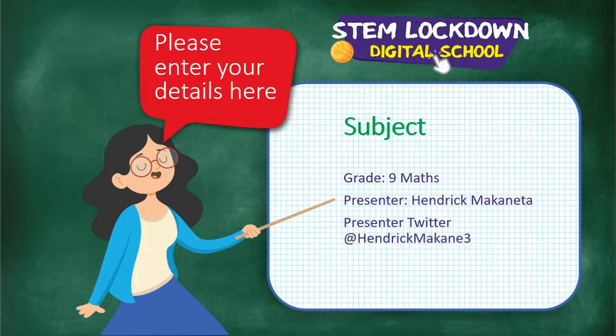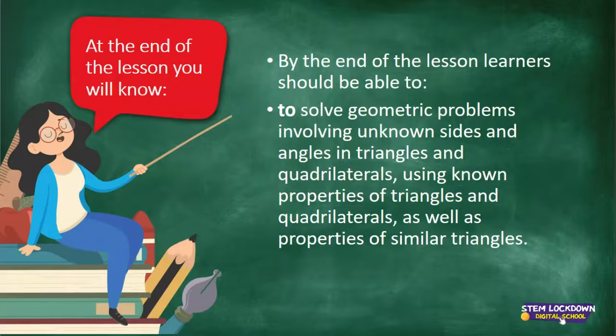And we are proceeding with the topic of the day. The topic that we are going to talk about relates to geometric problems. And I believe that by the end of this lesson, we should be able to solve geometric problems which involve unknown sides and unknown angles in triangles, as well as using known properties. But equally, we also want to look at the properties of similar triangles, as we have already started last week, just to end the topic.